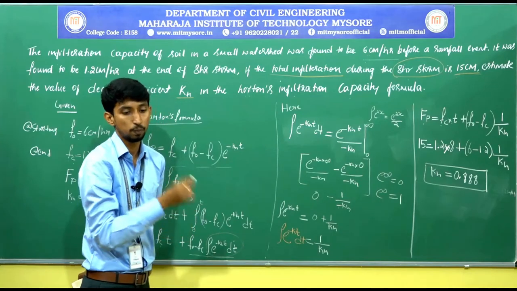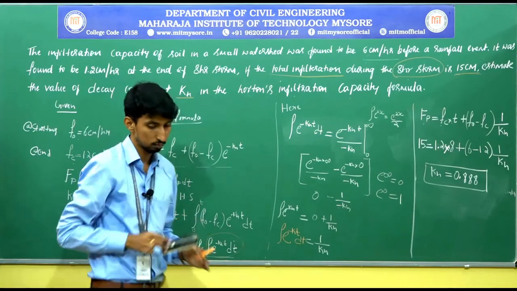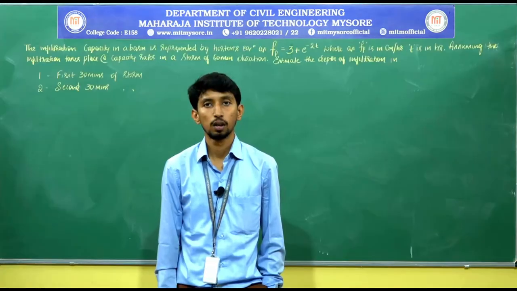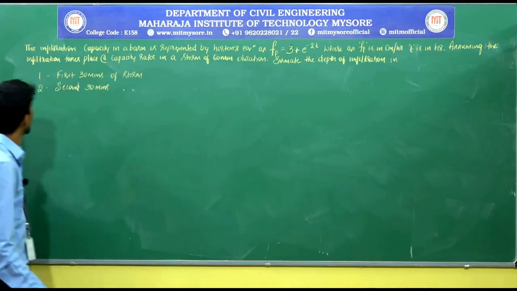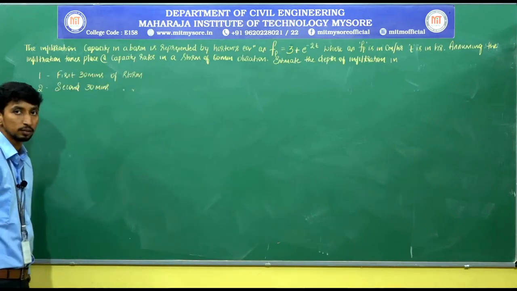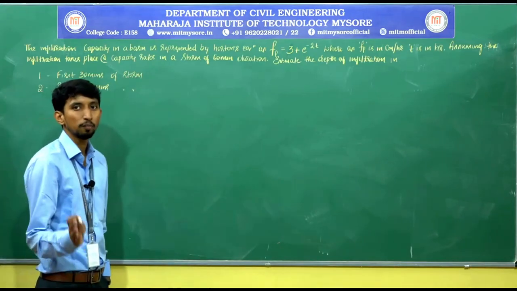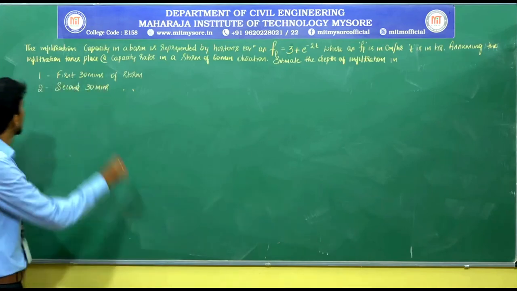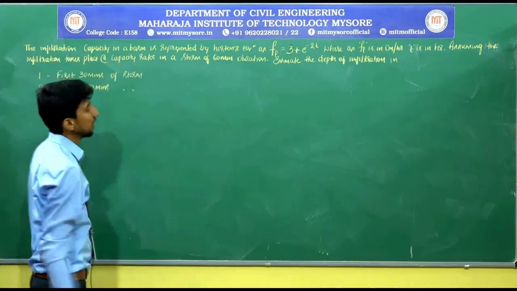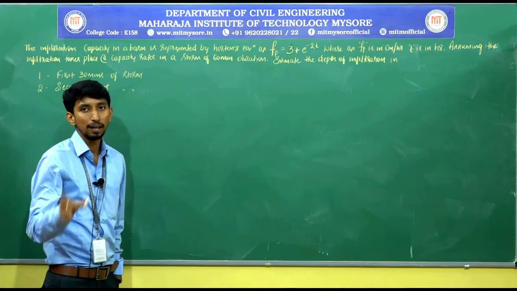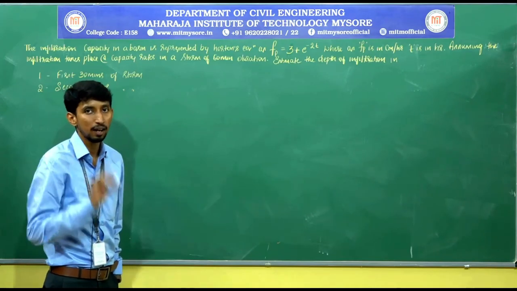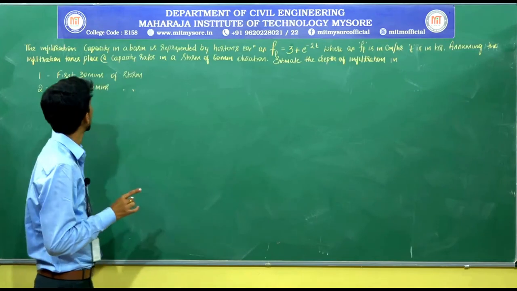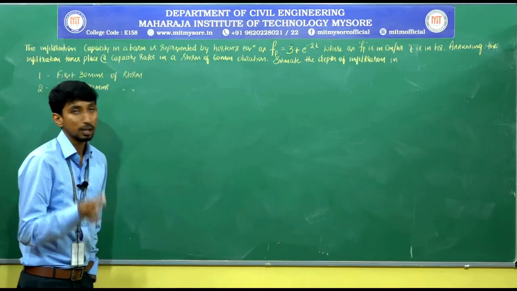We shall solve the next problem. The second problem is a little bit different from the first problem. The infiltration capacity in a basin: in any particular area, some amount of rainfall or storm has occurred. In that, we need to find out the infiltration capacity.